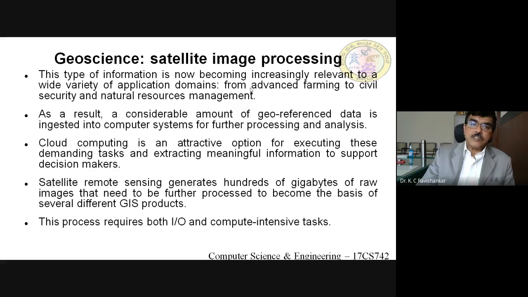So geoscience, geographical information system, is helping farmers also for doing advanced farming, looking at the soil condition, the environment condition, the weather condition. People are advised to do certain types of crops, and then they can get high profit. That is also being done through these geoscience projects.